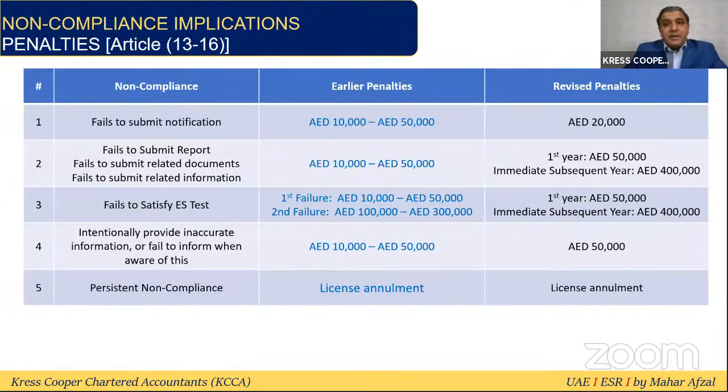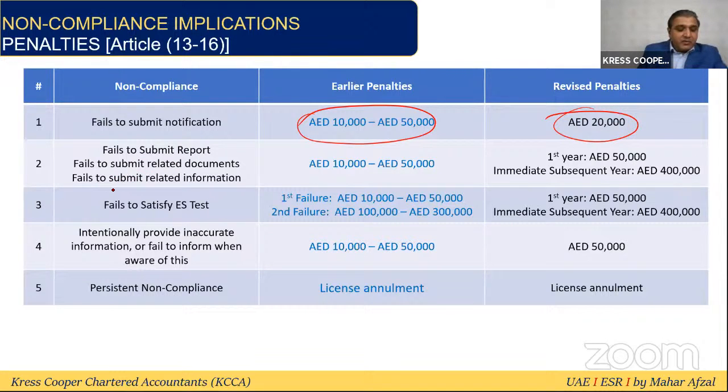Implications of non-compliance are there. The penalty section has been revised as well. Fails to submit the notification: initially, penalty was 10,000 to 50,000, which has been made constant. It will be 20,000. Fail to submit the report, related documents, or related information: the penalty was 10 to 50,000. Now for the first year it will be 50,000, and for the immediately subsequent year it will be 400,000.